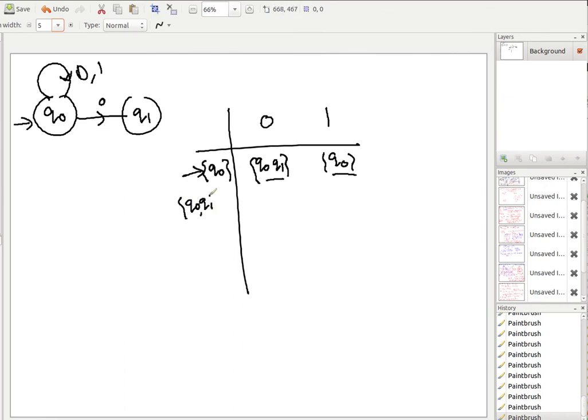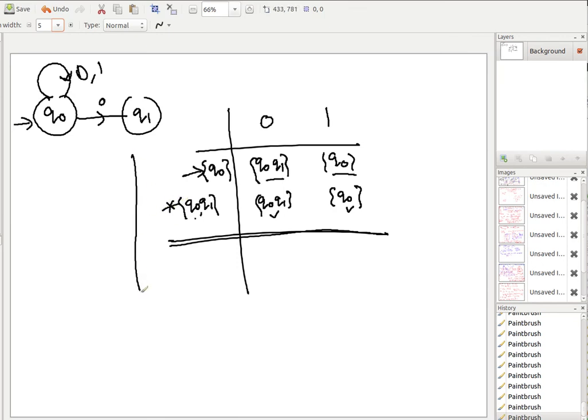So it is like BFS. Whenever I identify a new state, I will try exploring that state. So now {q0, q1} at 0, where will I go? {q0, q1} at 0 I will remain in the same state {q0, q1}. At 1 I go to q0. Now at this level again this state is already explored, this state is already explored, so I don't get any new state. So I can stop my exploration at this point of time, and this is my complete DFA.